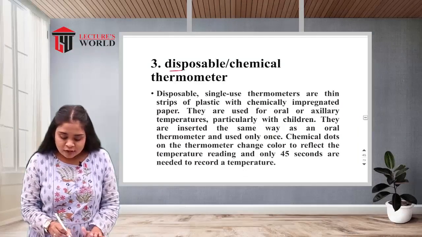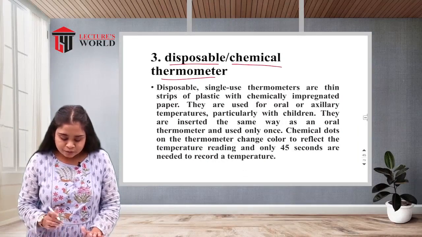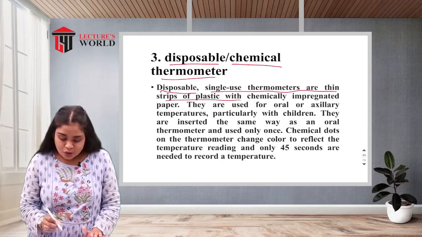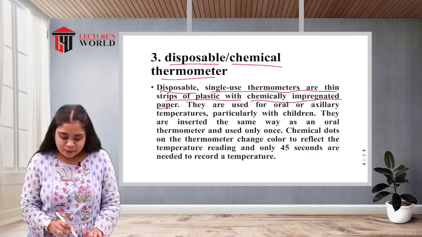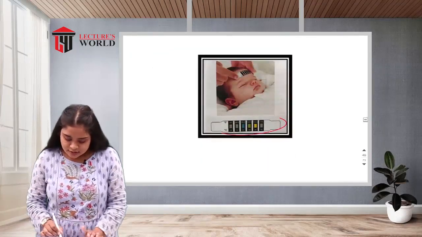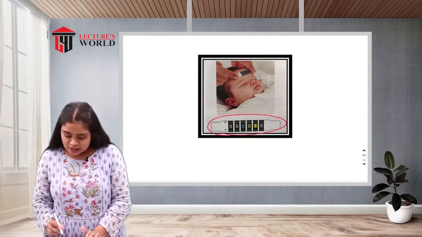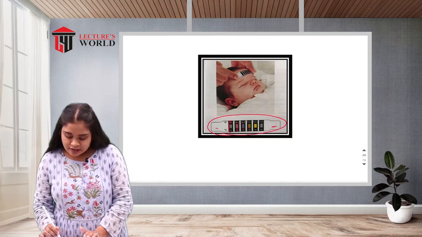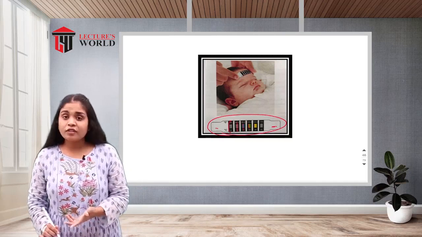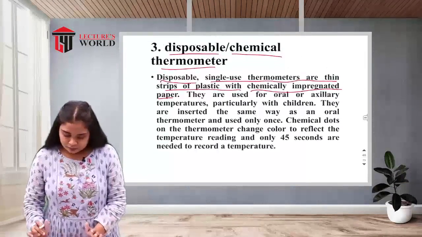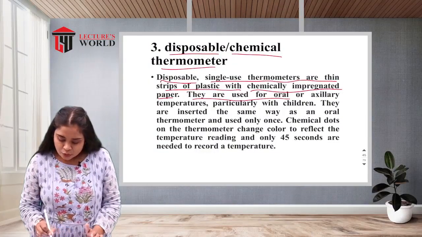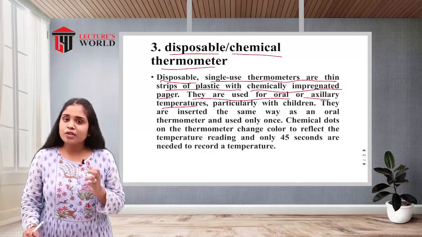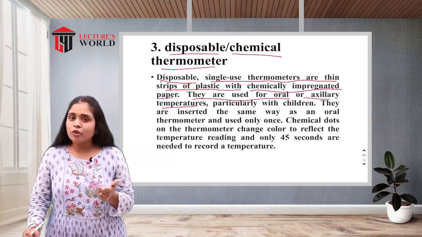Now we'll be talking about the disposable and the chemical thermometer. Disposable and single-use thermometers are thin strips of plastic with chemically impregnated paper. So here, as you can see, this is the disposable thermometer. It is made up of plastic only. They will show this kind of readings, and inside of this there will be the chemical. They are used for the oral or the axillary temperature. So this strip you can use for the axillary or else for the oral.